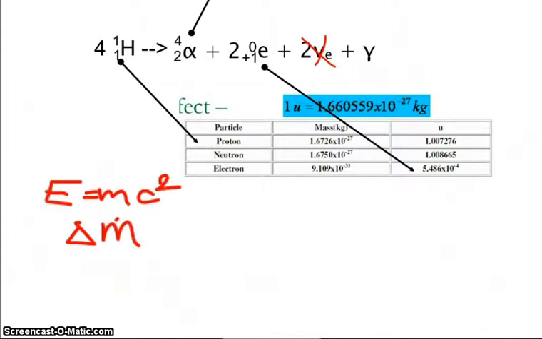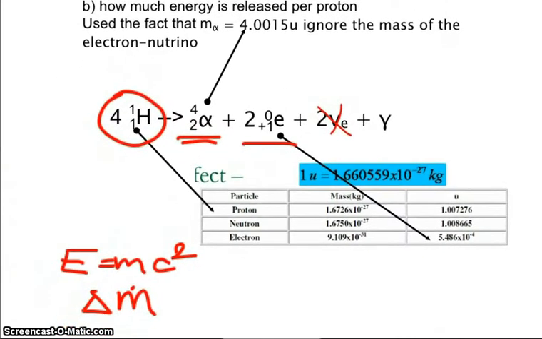Hydrogen 1,1, that's another way of showing a proton. One proton, mass of 1. So there you go. That right there is a proton. This has the same mass as an electron. Okay, it's an anti-beta particle, but same mass as a beta particle. And this is an alpha particle. Alpha particles have a mass of 4.0015. So now we take the final mass minus the initial mass.